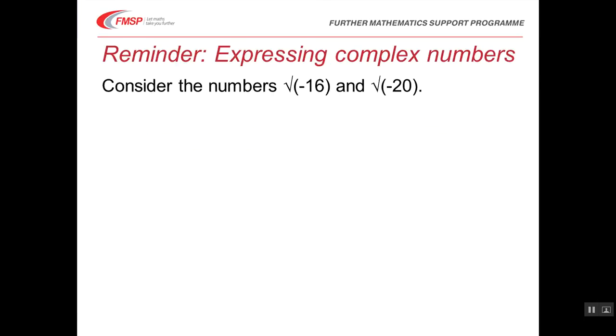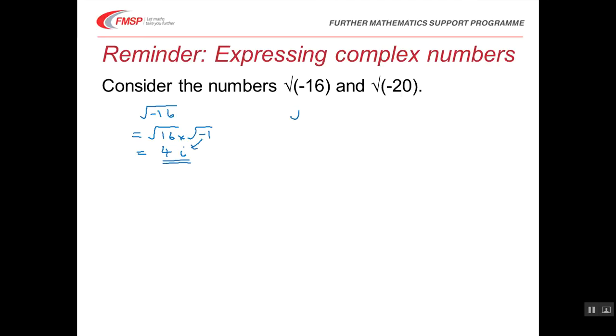As a reminder, we're going to look at how we can express the numbers root minus 16 and root minus 20. So we start off with the square root of minus 16, which can be written as root 16 times root minus 1, which is 4, and the square root of minus 1 is now defined as i.